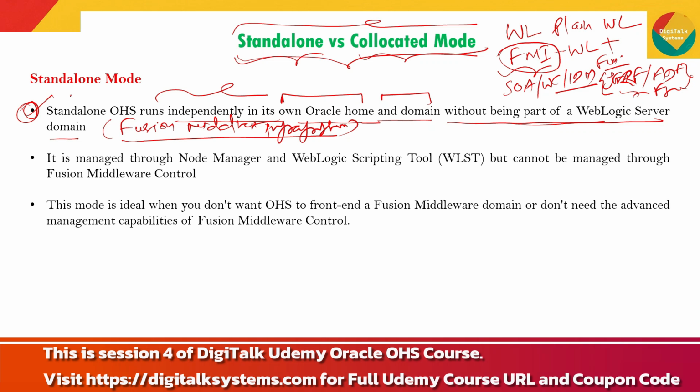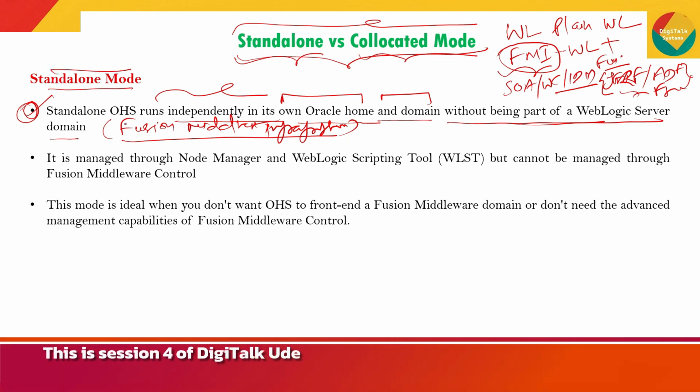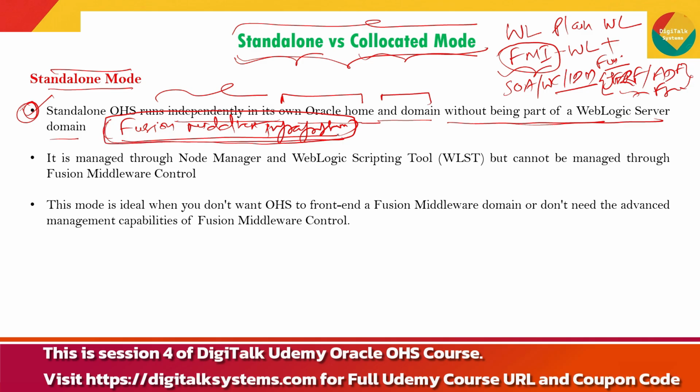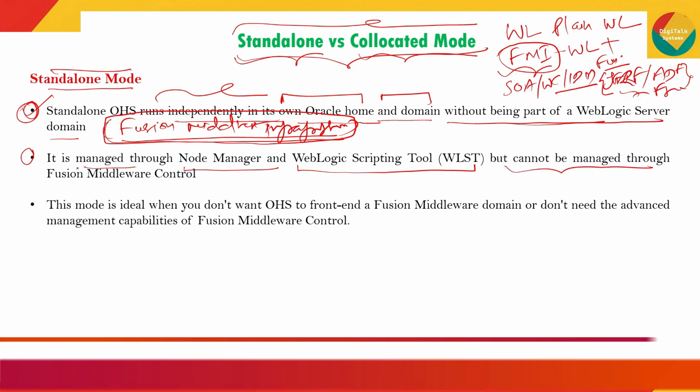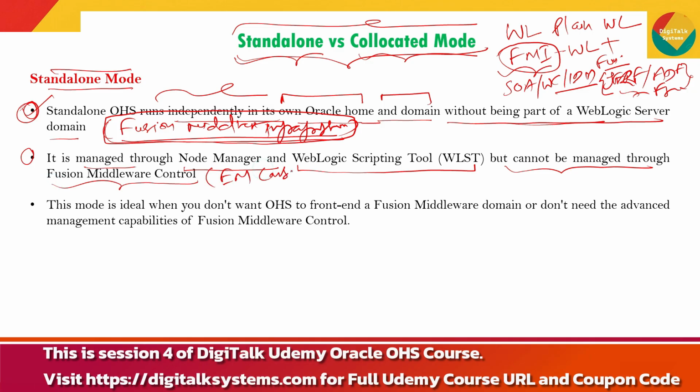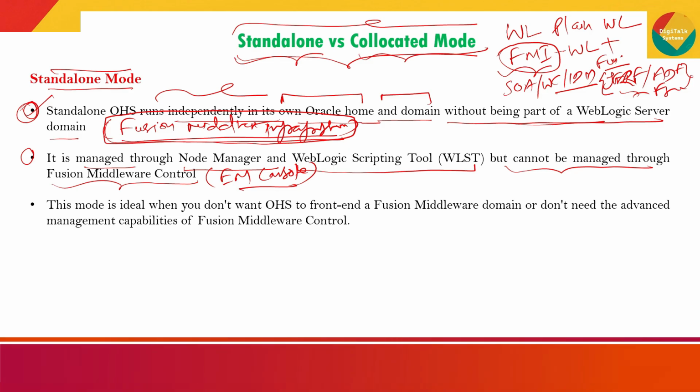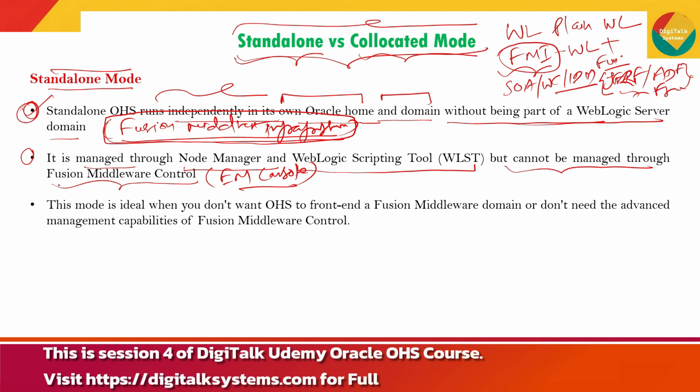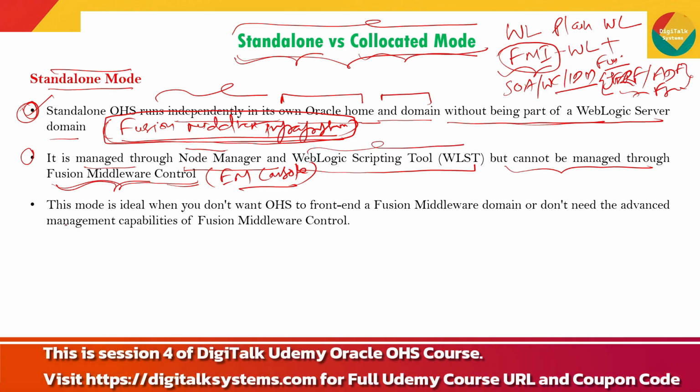So if you are going to install your OHS in standalone mode, then you don't need the Fusion Middleware Infrastructure. It can be installed independently. It is managed through Node Manager and the WLST script, but cannot be managed through Fusion Middleware Control. This Fusion Middleware Control is also called the EM console. We get this EM console in the Fusion Middleware Infrastructure for the end-to-end management of your middleware applications. So when you have the standalone mode of the OHS, you are not going to get Fusion Middleware Control, or the EM console, right?